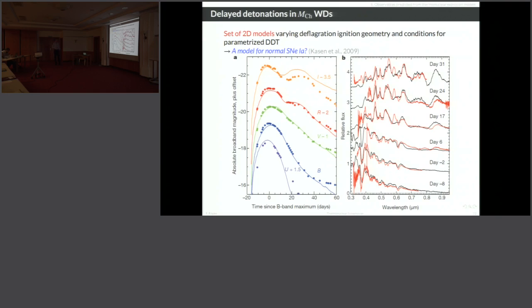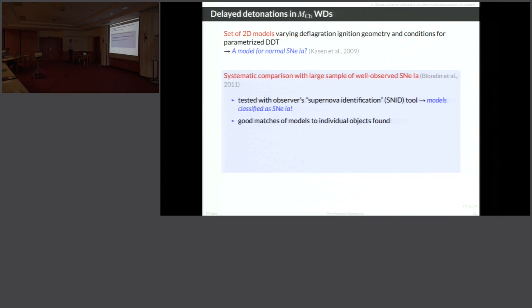And what we found was actually that there's a good match between predicted light curves and spectra and observations. So this was then systematically compared by Stéphane Blondin on the basis of a rather large sample, the CfA sample of well-observed type Ia supernovae. And he tested actually our models with an observers' tool, the supernova identification, the SNID tool. This is actually used by the observers to classify supernova spectra.